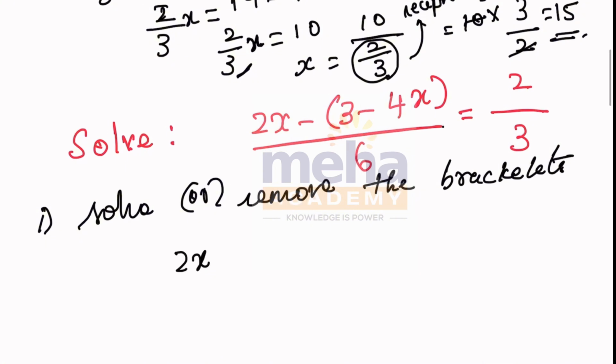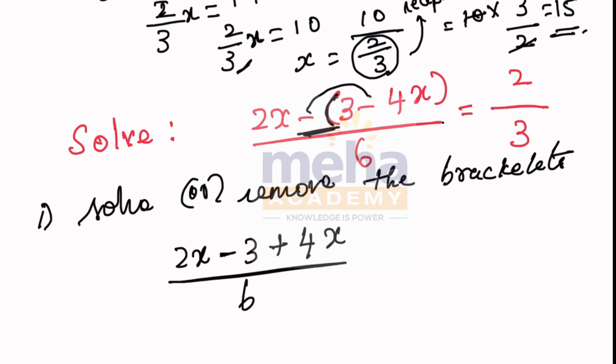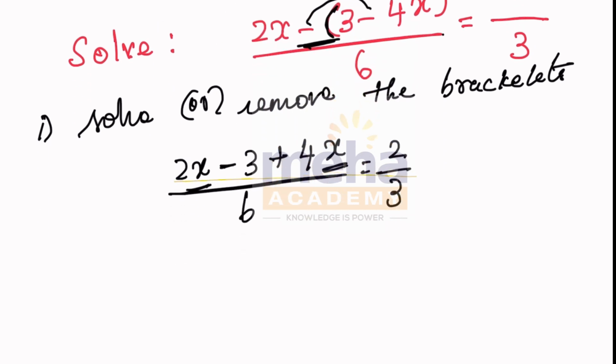It is 2x, I have to remove the brackets with the minus sign. Whatever is there in front of the brackets, I have to remove it using that value. So here there is no number, only the sign is there. So minus into 3 is minus 3. Minus into minus is plus 4x. Over 6 is equal to 2 over 3. Here 2x and 4x are like terms, with x as the variable. So 2 plus 4 is 6x. Minus 3 over 6 is equal to 2 over 3.